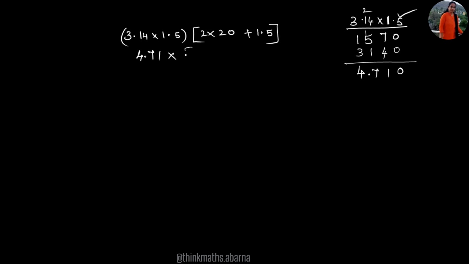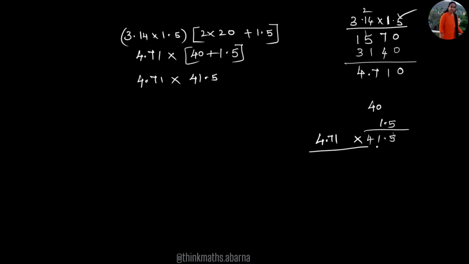So 4.71 into 2 into 20 is 40. So 40 plus 1.5. Adding 1.5, you will get 5 here, decimal, 0 plus 1, and this is 4. So it is 4.71 into 41.5. Now we have to multiply 41.5 with 4.71. First multiplying with 5 here. 1 fives are 5. 7 fives are 35. Balance 3. 4 fives are 20. 20 and 3 is 23.